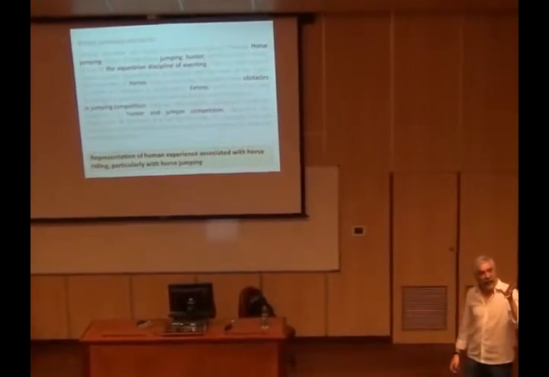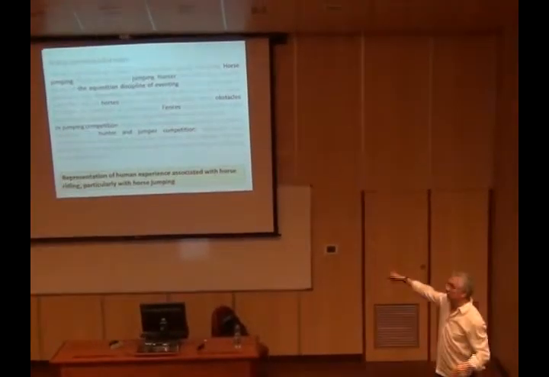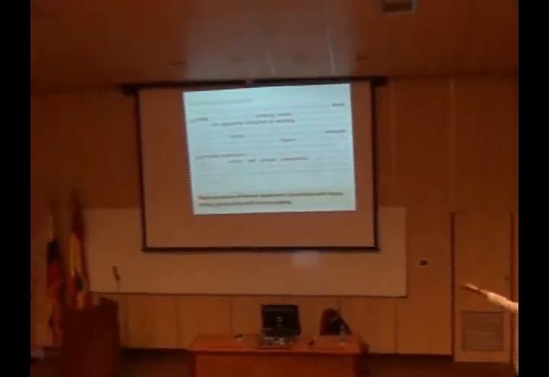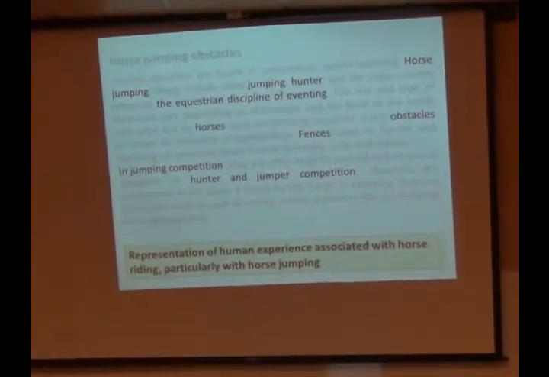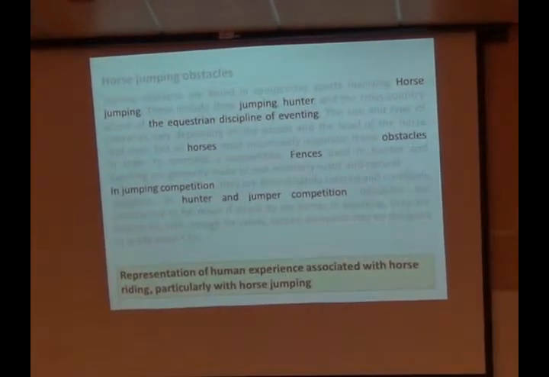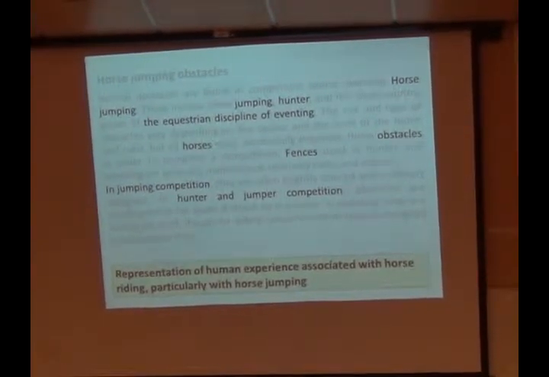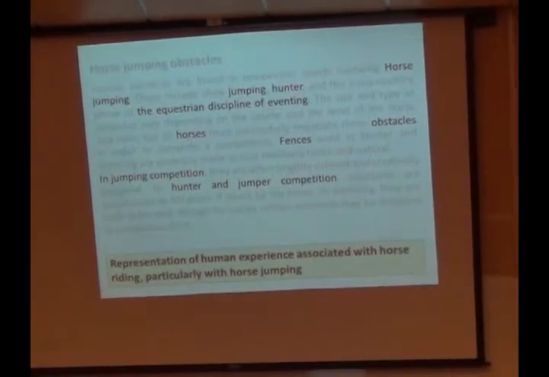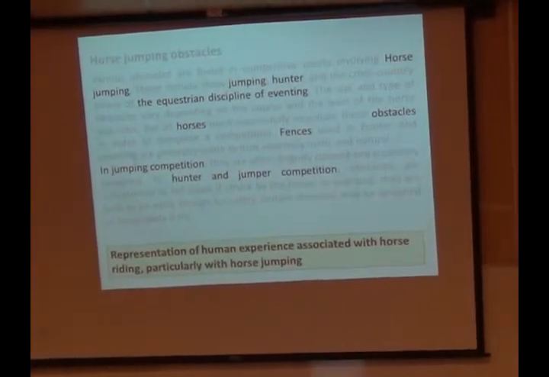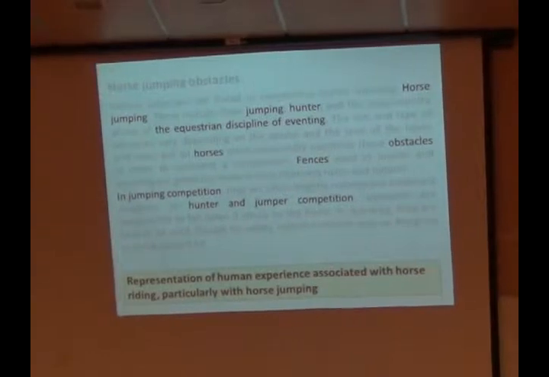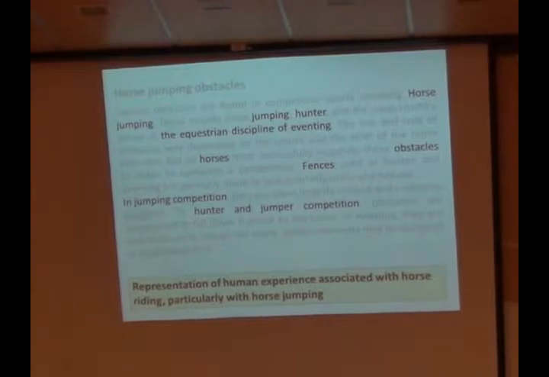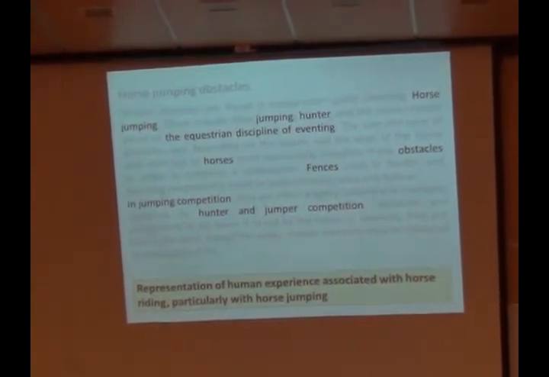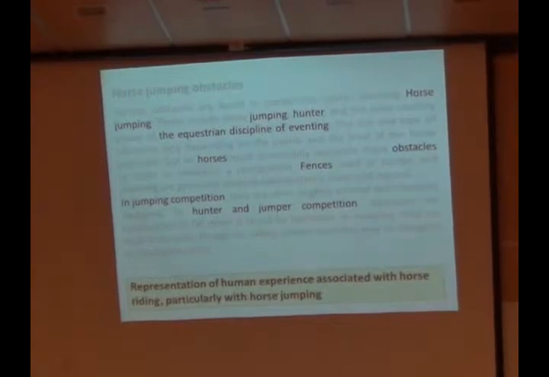If you notice, in fact, first point, field, ideational meanings: it's a case of a representation of human experience associated with horse riding and particularly with horse jumping. That's what the text is about. Okay? And can you prove it? Yes, I can prove it. Horse jumping, jumping hunter, the equestrian discipline of eventing, obstacles, horses, fences, in jumping competition, all these are words, sentences, structures that make me believe that we are talking about horse jumping or horse riding, and particularly horse jumping.